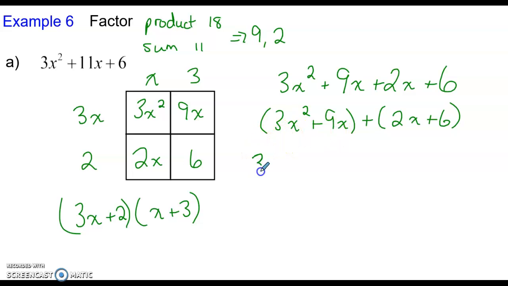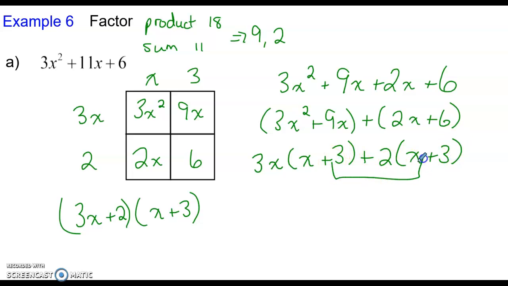In this bracket, I'd have 3x in common, and I'd be left with x plus 3. In this bracket, I'd have a 2 in common, and again, I'd be left with x plus 3. These are the same, so I know my factors would be 3x plus 2 times x plus 3. And that's the solution when I try to factor the polynomial 3x squared plus 11x plus 6.